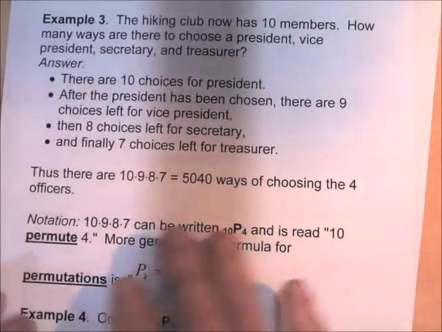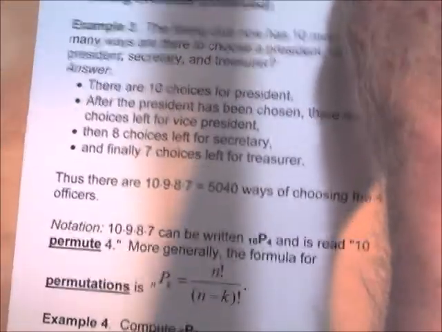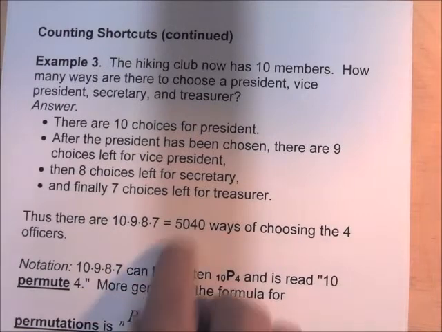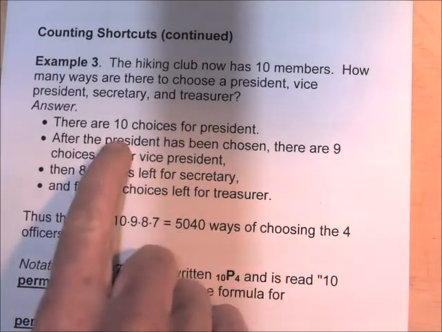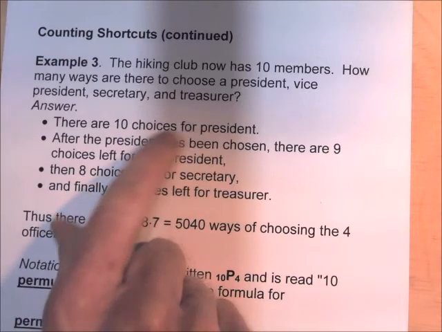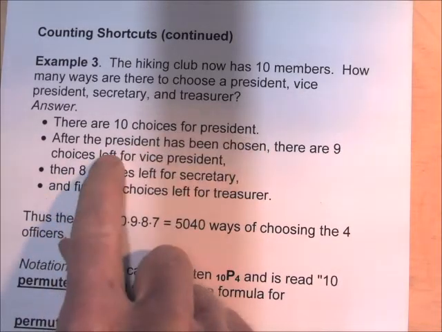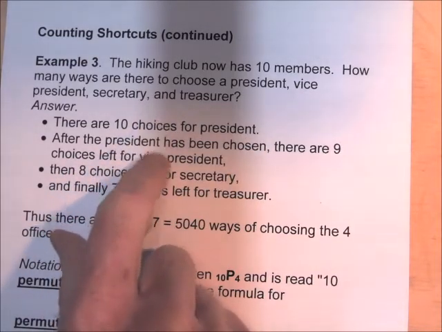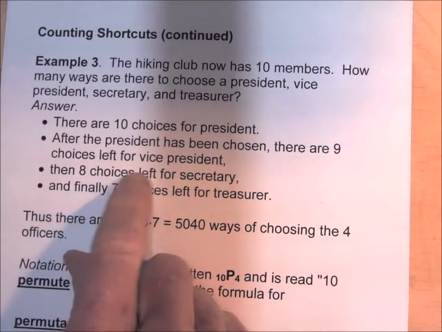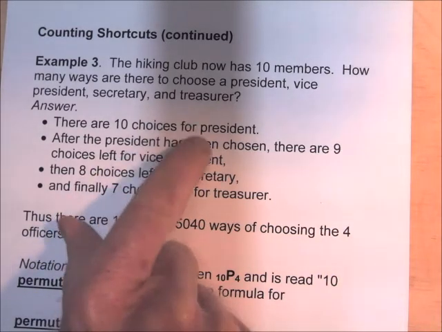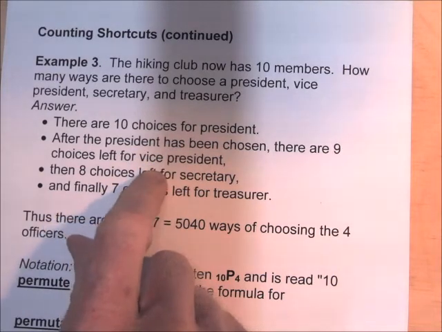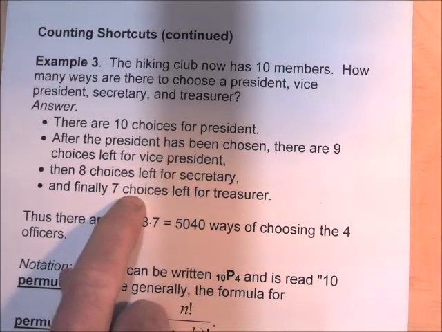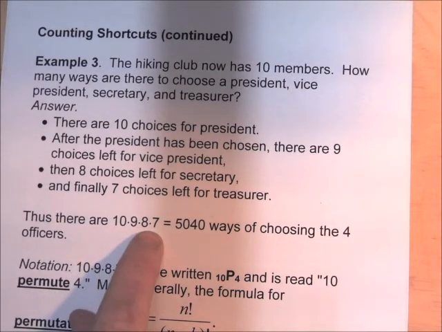Okay, example 3. The hiking club now has 10 members. How many ways are there to choose a president, vice president, secretary, and treasurer? Well, there are 10 choices for president. After the president has been chosen, there are 9 choices left for vice president. After the president and vice president have been chosen, there are 8 choices left for secretary. After the president, vice president, and secretary have been chosen, there are 7 choices left for treasurer. So altogether, there's 10 times 9 times 8 times 7.